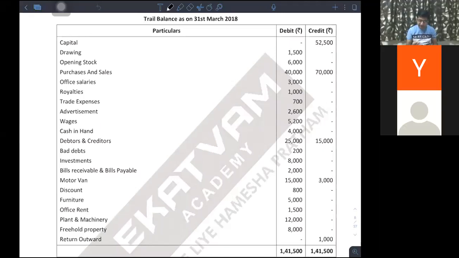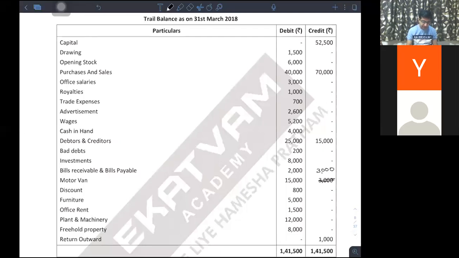There is some printing error here. This 3,000 must be here. All right. So bills receivable 2,000, bills payable 3,000.